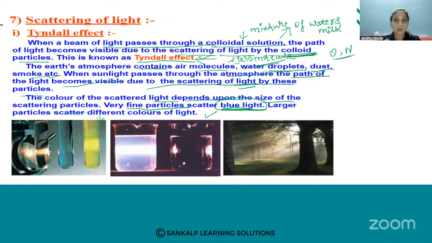So our small particles scatter the shorter wavelength of light more. Large particles scatter the long wavelength of light.